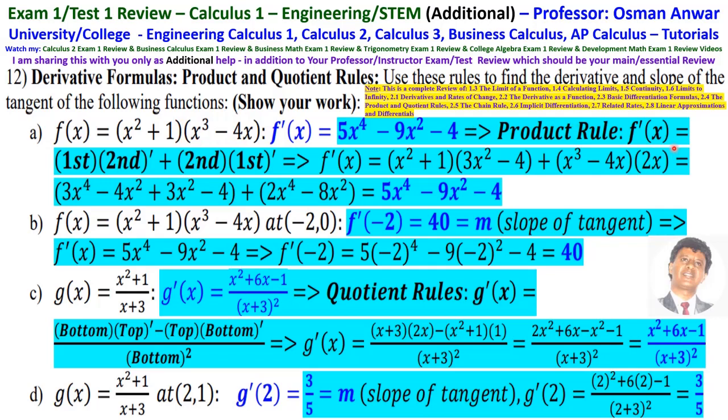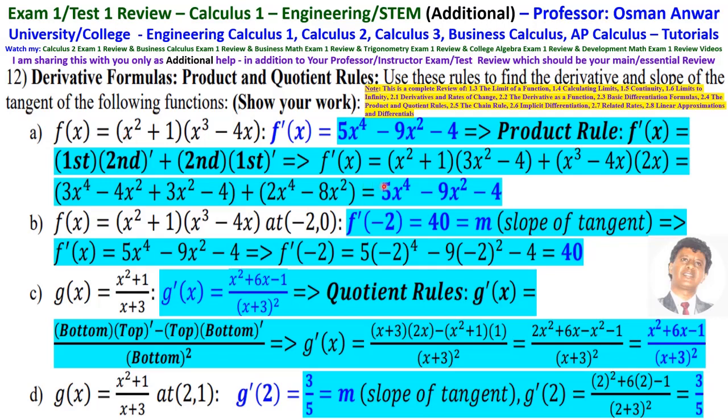Then the product rule of the derivative is f prime of x equals the first function times the derivative of the second function plus the second function times the derivative of the first function. So that is f prime of x is equal to x squared plus 1 as it is times the derivative of x cubed minus 4x, which is 3x squared minus 4, plus the second as it is, x to the third minus 4x, times the derivative of the first function, which is 2x.